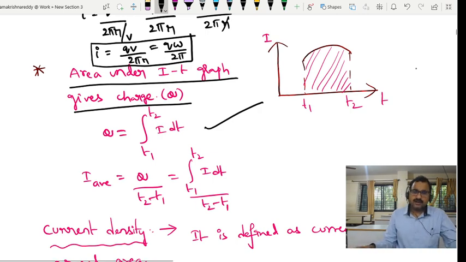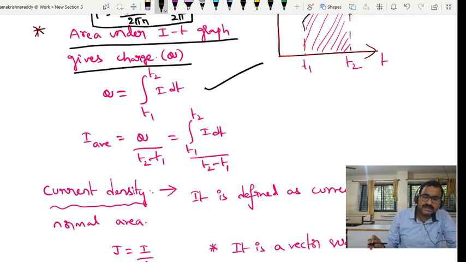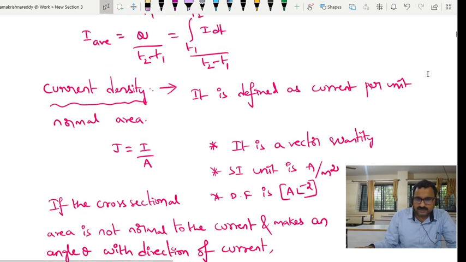Next, coming to I average. Average current is equal to charge divided by time, no? So that is what we wrote there. But what is the charge equation? Q is equal to the integral from t1 to t2 of I dt, divided by t2 minus t1. You studied this there, I am just revising that much only.